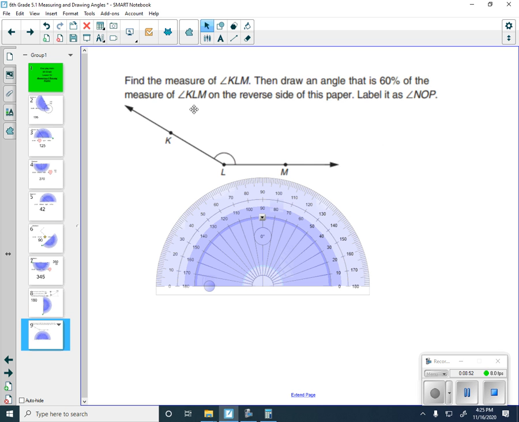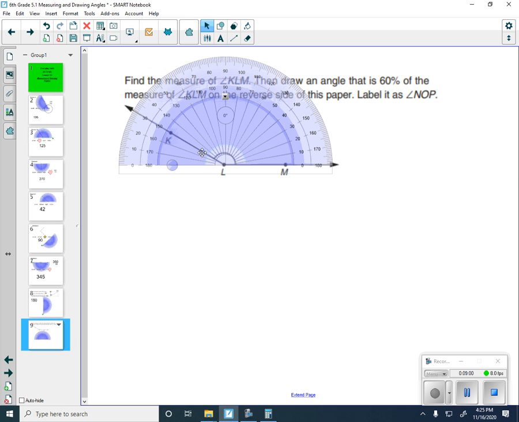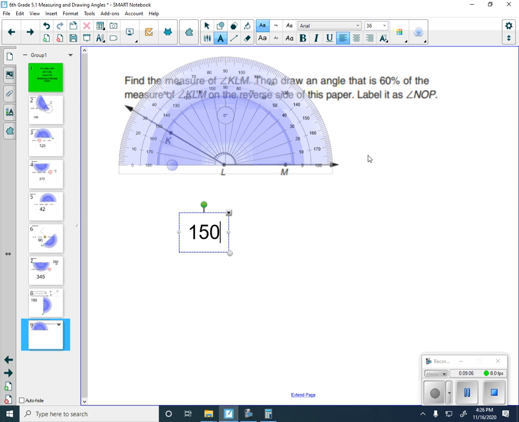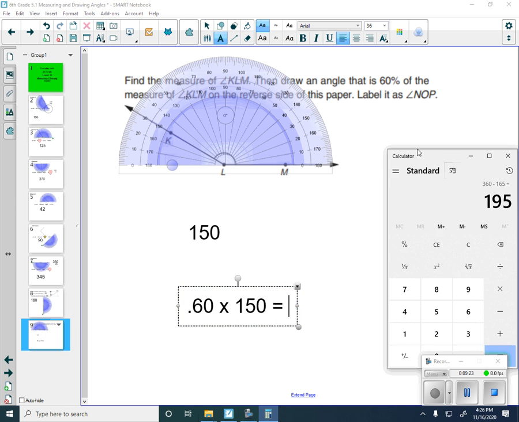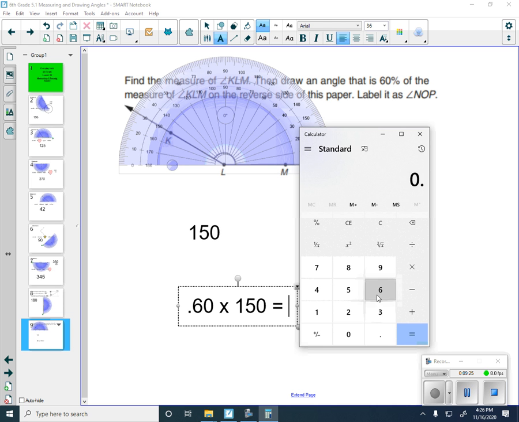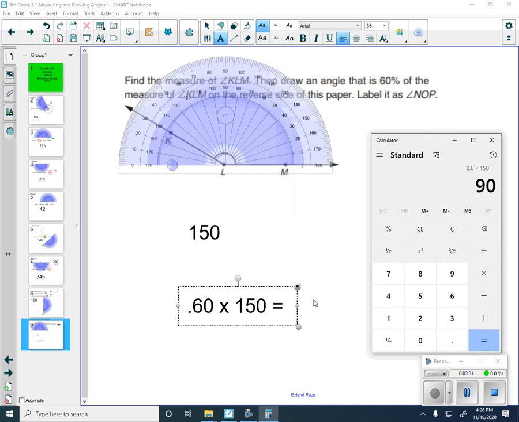Here's the last problem. Find the measure of KLM. KLM. So let's measure it first. Looks like it's past the 90, so it's 150. It says, then draw an angle that is 60% of the measure. 60% of 150. Well, 60% would be 0.60 times 150. Let's see what that equals. 0.60 times 150. That equals 90 degrees.